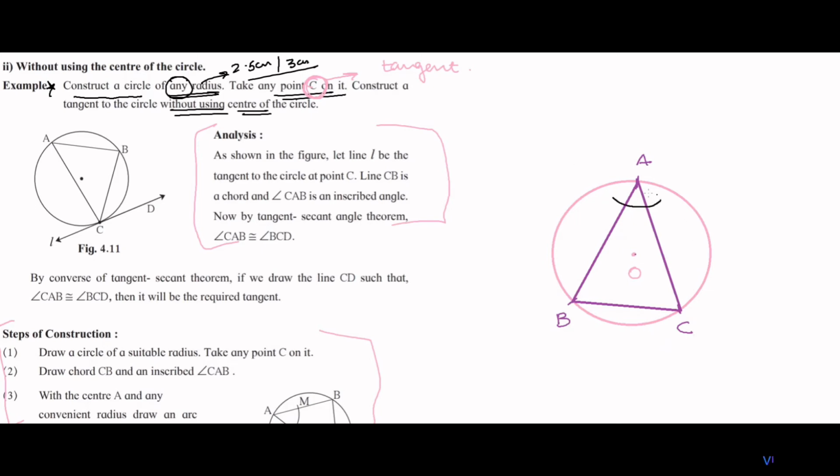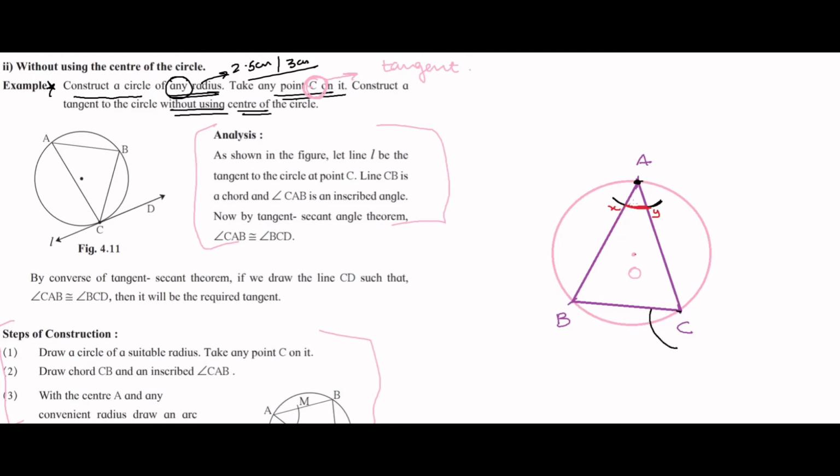Draw an arc from first. Keep your rounder at A, draw an arc like this. Next, keep the pointer of your rounder on C, and with the same arc you have to draw over here. Next, this will be your X, this will be your Y. Next, keep a pointer on X and measure XY.